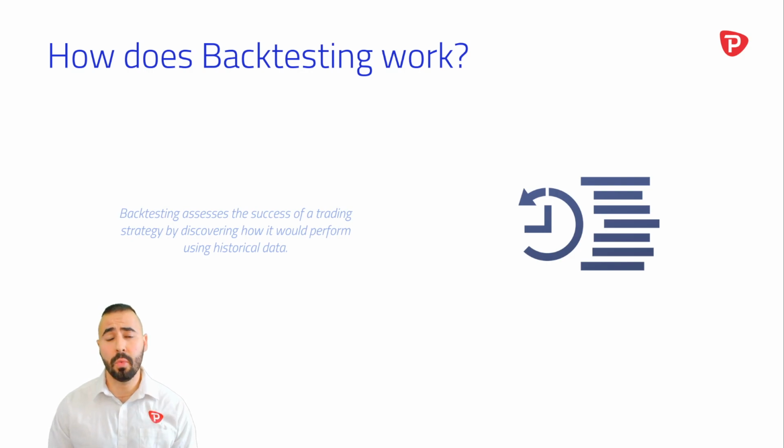Now that we know what backtesting is, this immediately takes us to the next question. How does backtesting work? Basically, backtesting assesses the success of a trading strategy by discovering how it will perform utilizing historical data. If we were to put this in different words, we will take the parameters and considerations that this strategy has, and utilize those on previous price action.